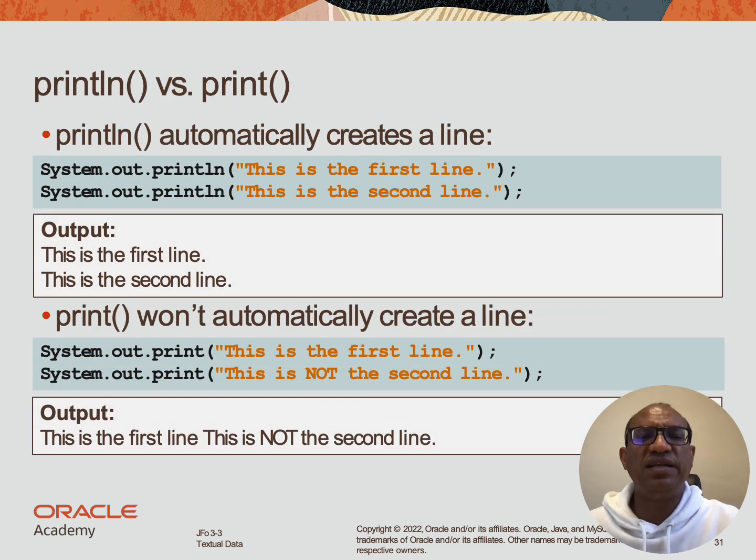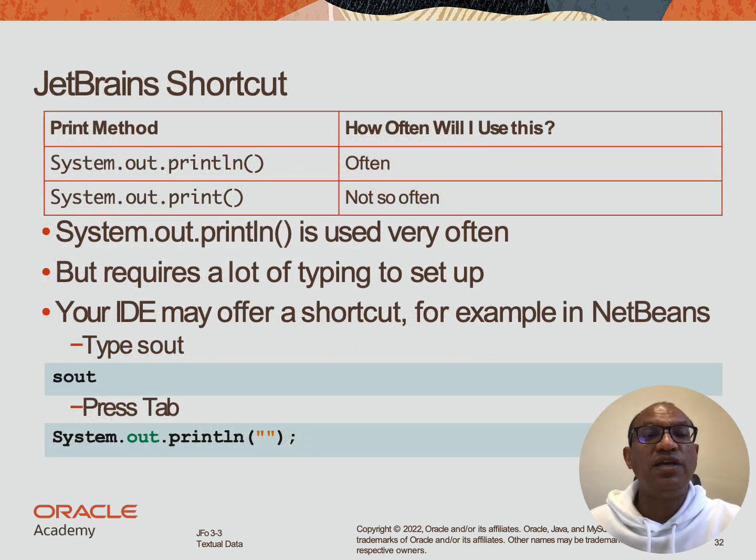Let's compare println and print. Println starts a new line each time. Print keeps printing on the same line. In JetBrains, you can save time by typing SOUT, S-O-U-T, and pressing tab. This inserts System.out.println automatically. Consult the documentation of your IDE to discover the shortcut if you are using a different IDE.